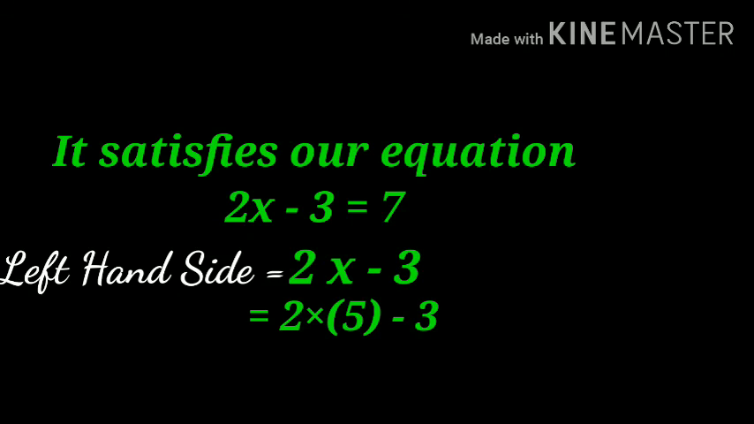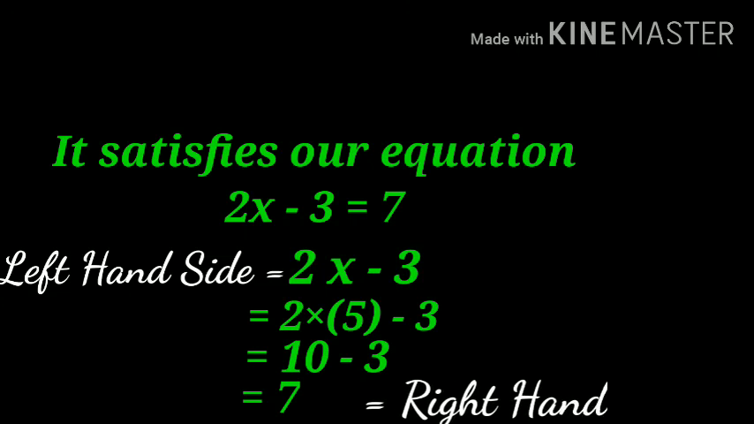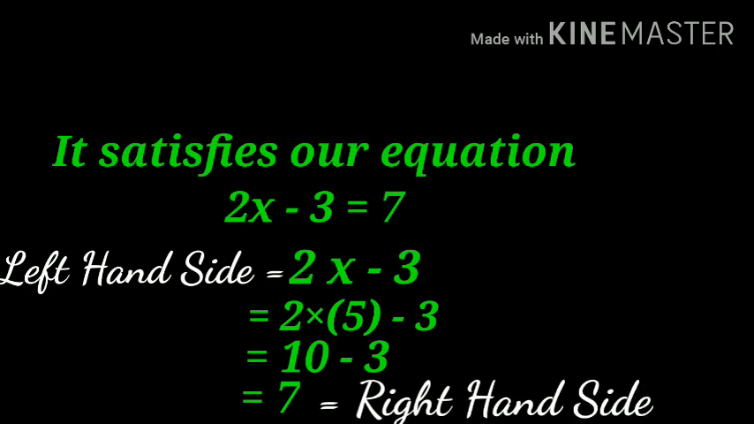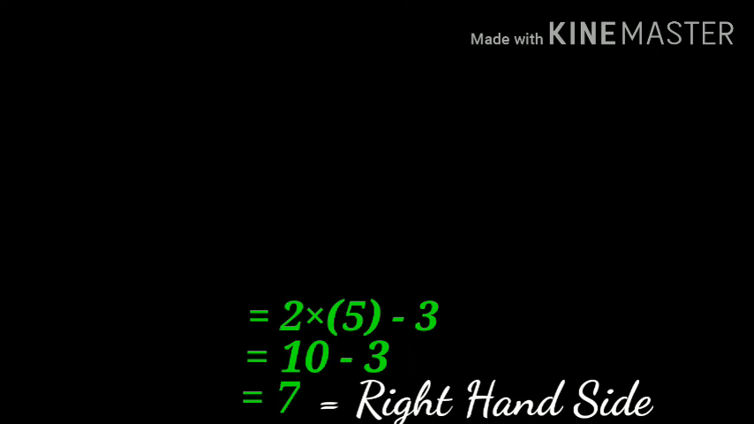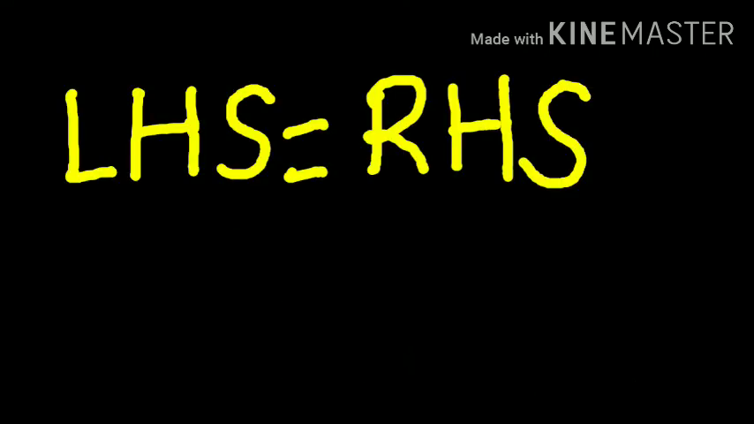If we multiply 2 by 5, plus 10 will come and minus 3 is left. So when you solve it, plus 10 minus 3 is equal to 7, which is equal to the right hand side, right? So it satisfies our equation. Left hand side is equal to right hand side. So if you need to check whether your answer is right or wrong, you put it again in the equation, right?